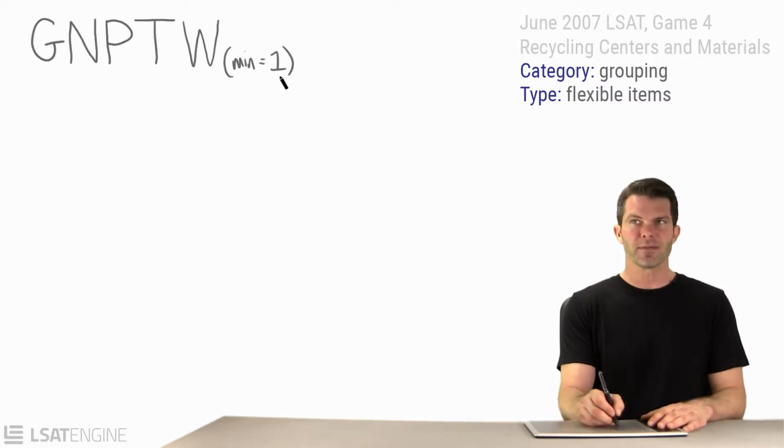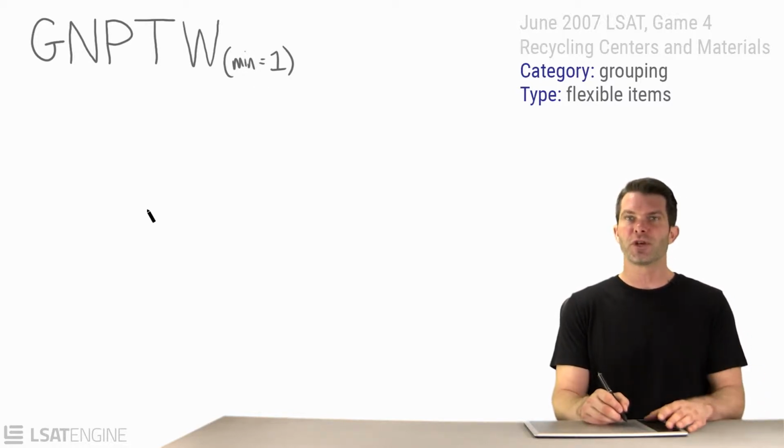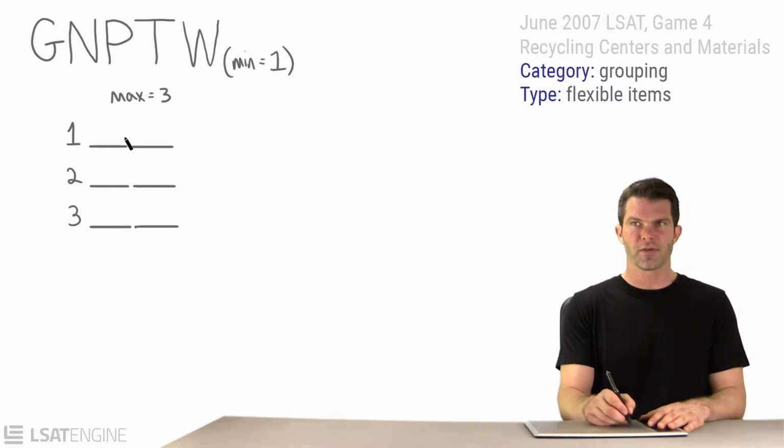Every type of material has to be recycled somewhere. And so the materials are our items. There's a minimum of 1 for each of them. And the recycling centers have a minimum of 2 and a maximum of 3. So I've gone ahead and added 2 slots to each center, and I'm ready to expand to a third if I need to. Let's go ahead and get the rules on the diagram.